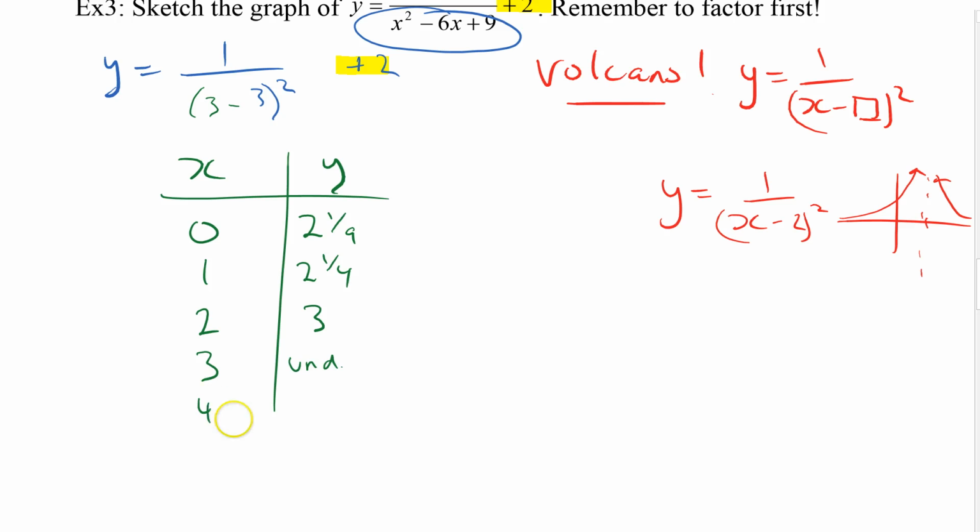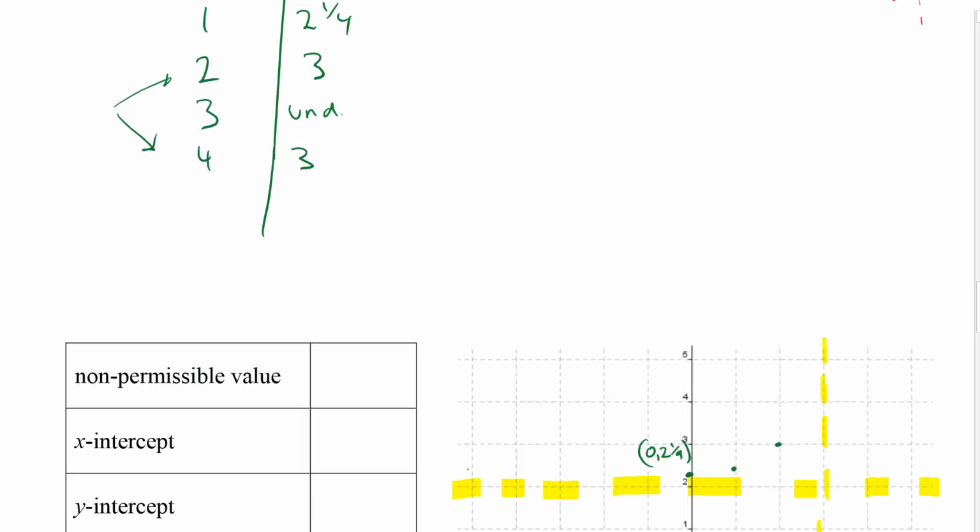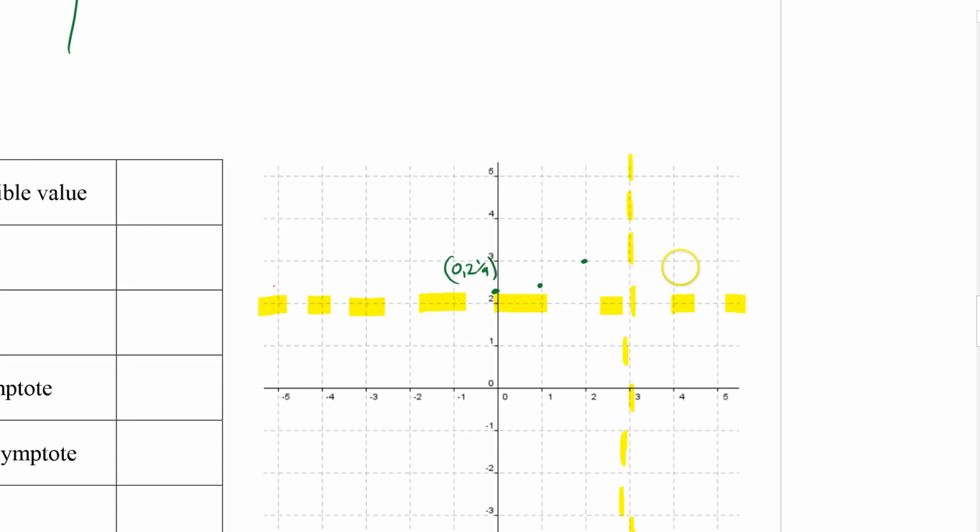What if I put in a 4? So if I put in a 4 here, I get 4 minus 3 is 1, 1 squared. It's going to be the same value as when I had 2, because 2 minus 3 was negative 1, negative 1 squared is 1, 4 minus 3 is positive 1, positive 1 squared is also 1, so I get 1 over 1 plus 2, I get 3. So that's that volcano going up and then coming down again. So over here I'll put a 4 and a 3, and then my 5 would come down like that too. So here is my sketch. It goes way up like this, and then it comes down, goes like that.